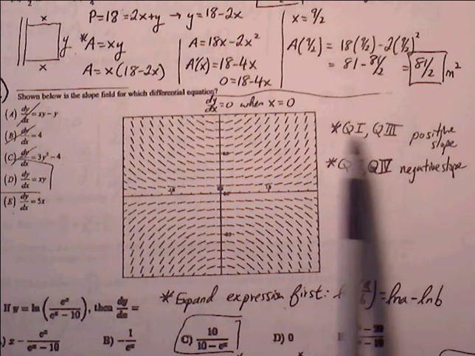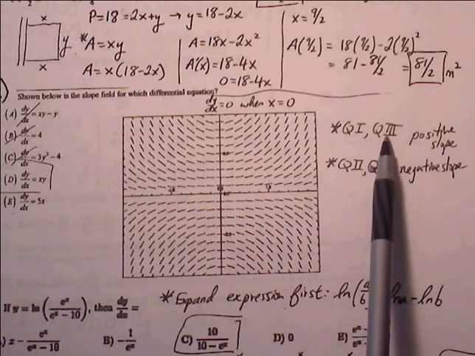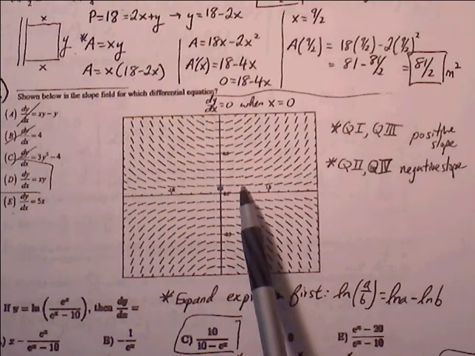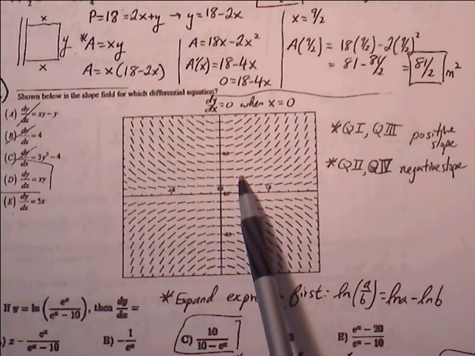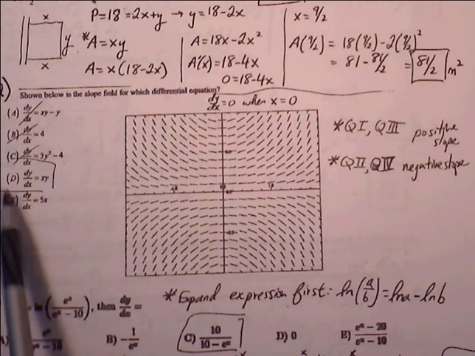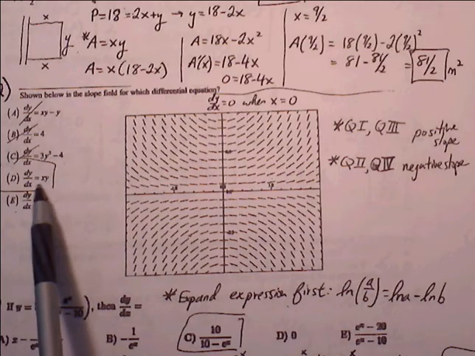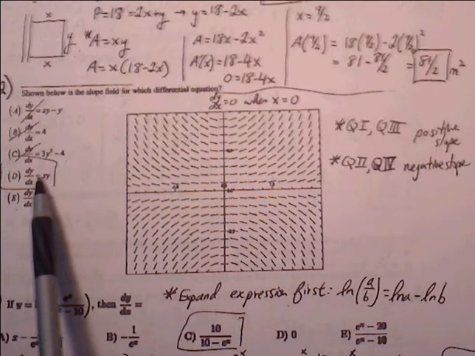We know that any ordered pair in the first and third quadrant must give us a positive slope. So let's test this one. Let's choose an ordered pair here. We know that 2, 2, for instance, must give us a derivative of a positive value. So if I plug 2, 2 in, 2 times 2 is 4. That's a positive slope, so that's true.